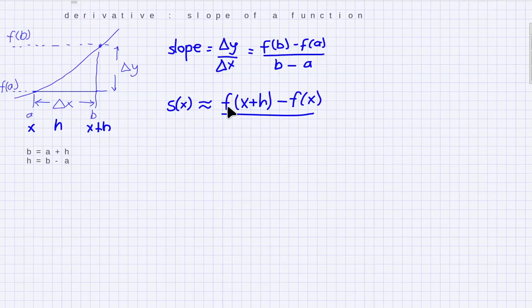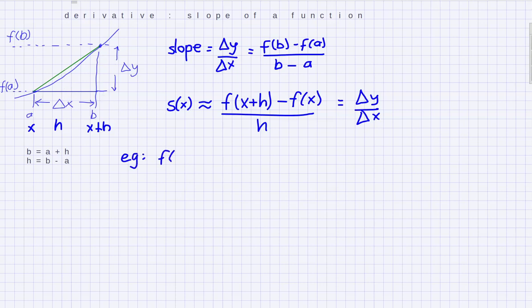So function of x plus h is that height, function of x is that height, and so we need to divide that by the distance, which is h on the bottom, and that also is the same dy over dx. Okay, so far so good. So this little triangle, okay.